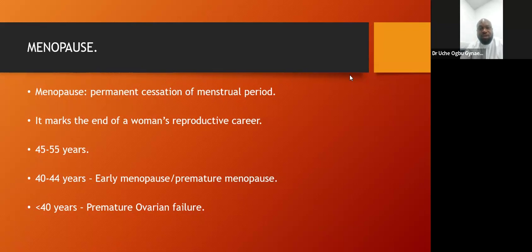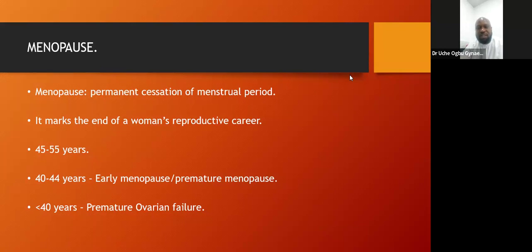So the term menopause was derived from meno, as in menses, then pause. When they say pause, it is to stop something. So it's basically stopping of menses. But it's defined as permanent cessation of menstrual period. And for you to say this is permanent means that the person must have stayed for 1 year without seeing her period. That's when you will now make that diagnosis of menopause.